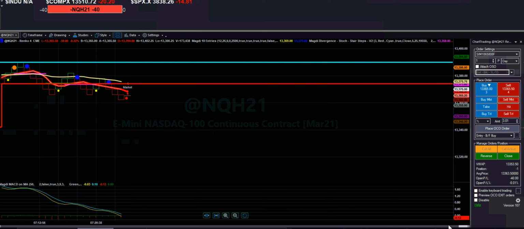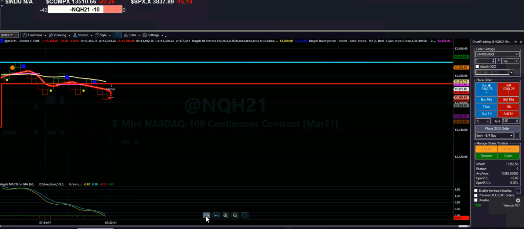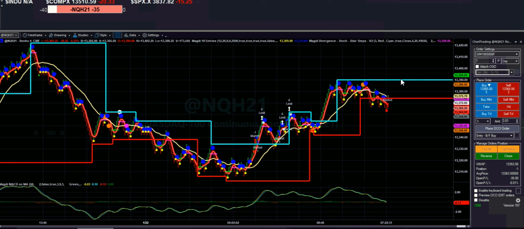Then I'm going to give a little bit more explanation. Okay, let's go back. So we are using support and resistance. This is the resistance, and we have moving average 5 cross the support, which became resistance. So we are going to put a short.